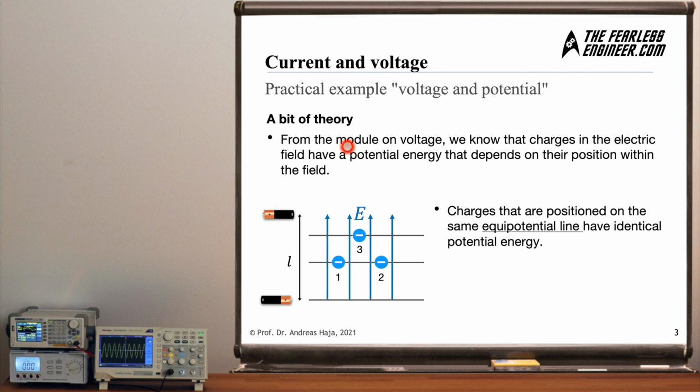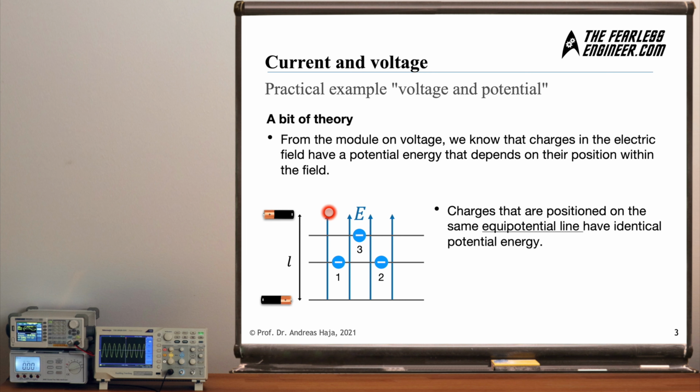And if you have seen the video on voltage, you might know that charges in the electric field have a potential energy which depends on the position of these charges within the field. You can see this in the small diagram here on the left side. Here you can see a battery with a positive pole on the bottom and a negative pole or terminal on the top, which are separated by a distance L from each other. And between these two poles, ranging from the positive to the negative pole, we have an electric field.